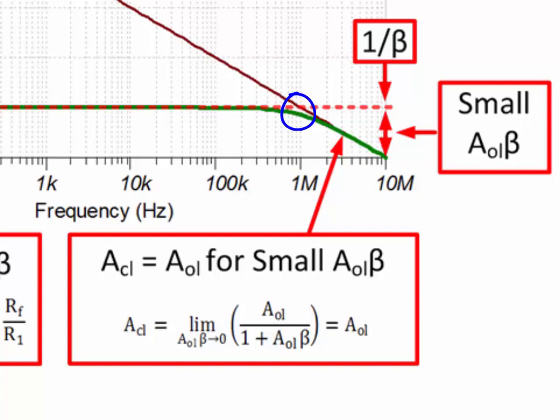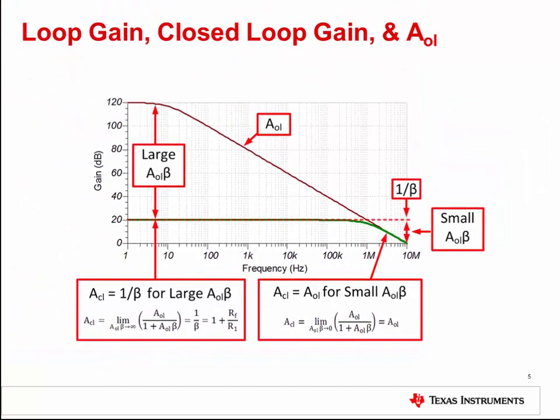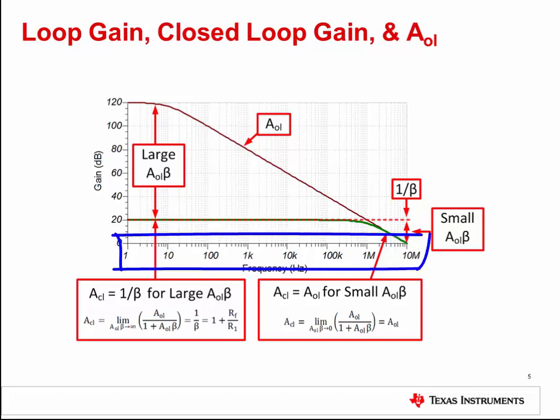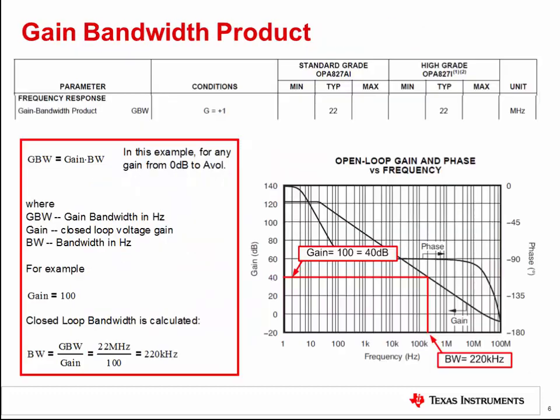So given the AOL curve from an op-amp datasheet, you can approximate the bandwidth of your circuit for the desired closed-loop gain. However, notice that the x-axis is logarithmic. Therefore, graphically determining the bandwidth can be inaccurate. Another approach to determining bandwidth is to use the gain bandwidth product specification from an op-amp datasheet.